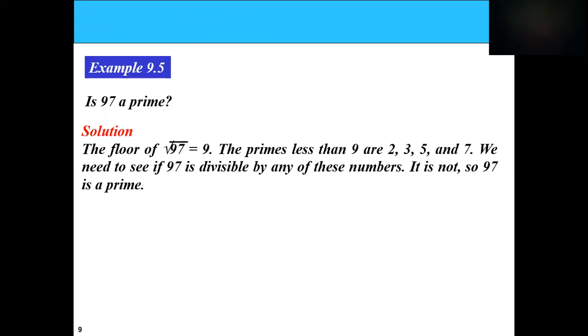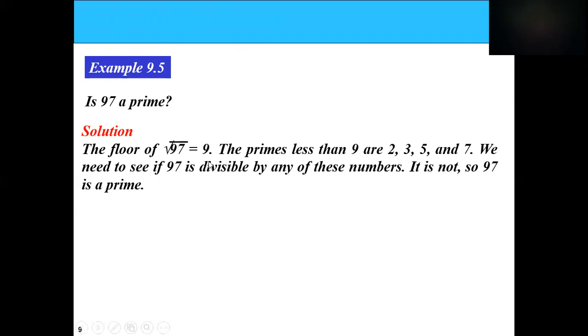I take the square root of 97, and there will be a fraction value, which I omit, and I get 9. So the primes less than 9 are 2, 3, 5, and 7. So we need to see if 97 is divisible by any of these numbers. Look, it is not.